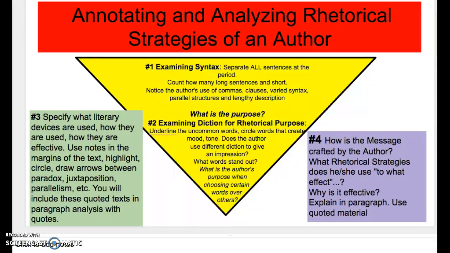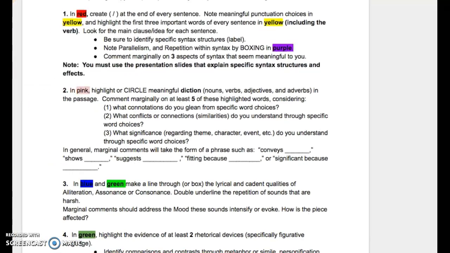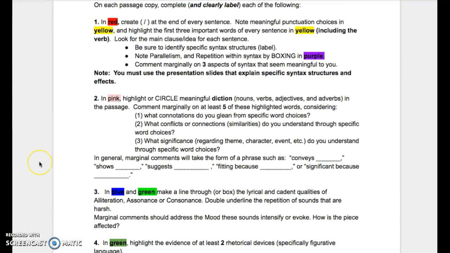The third thing we ask you to do is to look at the literary devices, the figurative language. You should be taking notes in the margins, and I'll show you a document here in a second that you'll be using as well. But you're looking for things that the author is doing to create and craft their style that is not simple sentence structure. It also is not telling, it is showing. Here is the highlighting strategy that you should be following as you are reading.